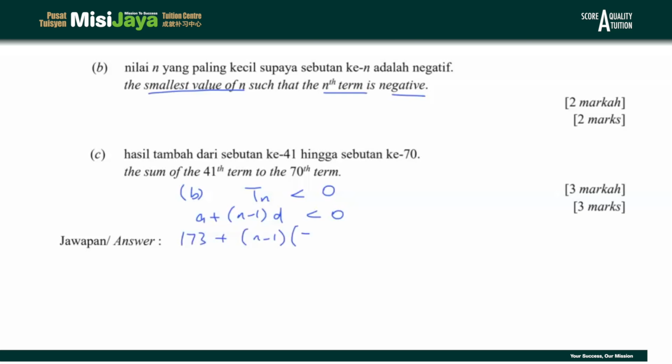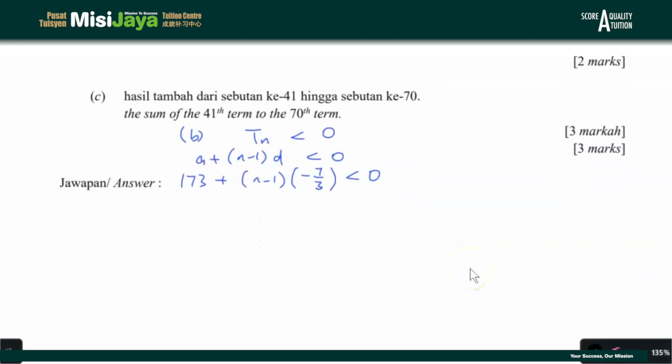And our D is negative 7 over 3, which is less than 0. So now our aim is to find the n value, which is less than 0. I'm going to move this 173 to the right hand side, so it becomes negative 173. The symbol remains as less than.